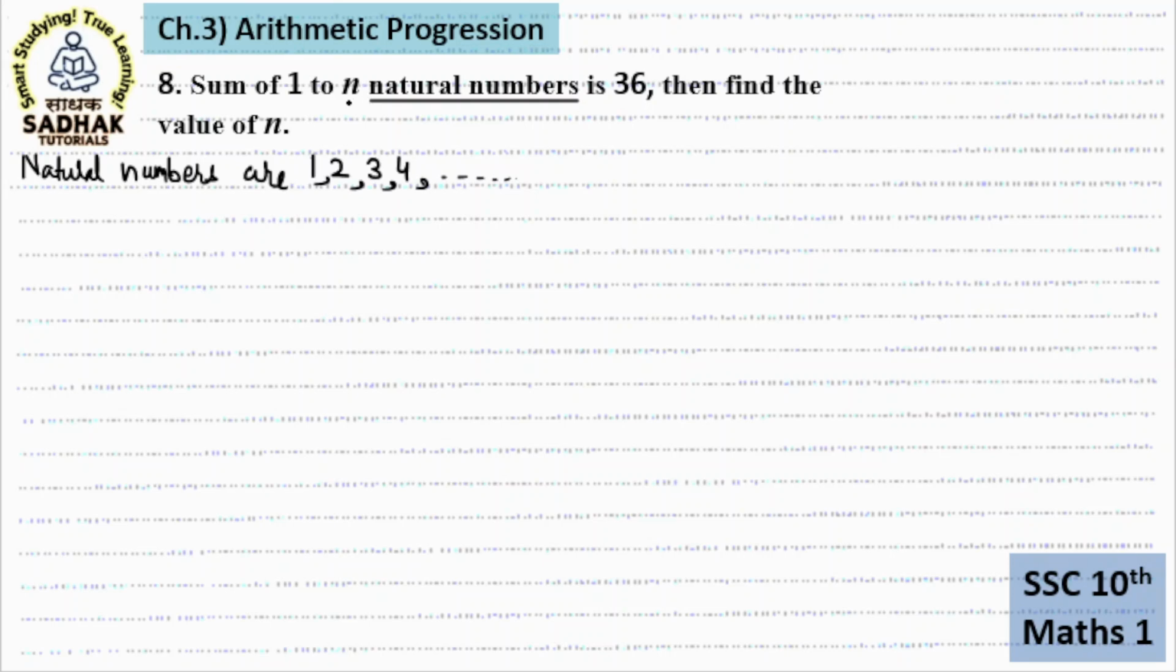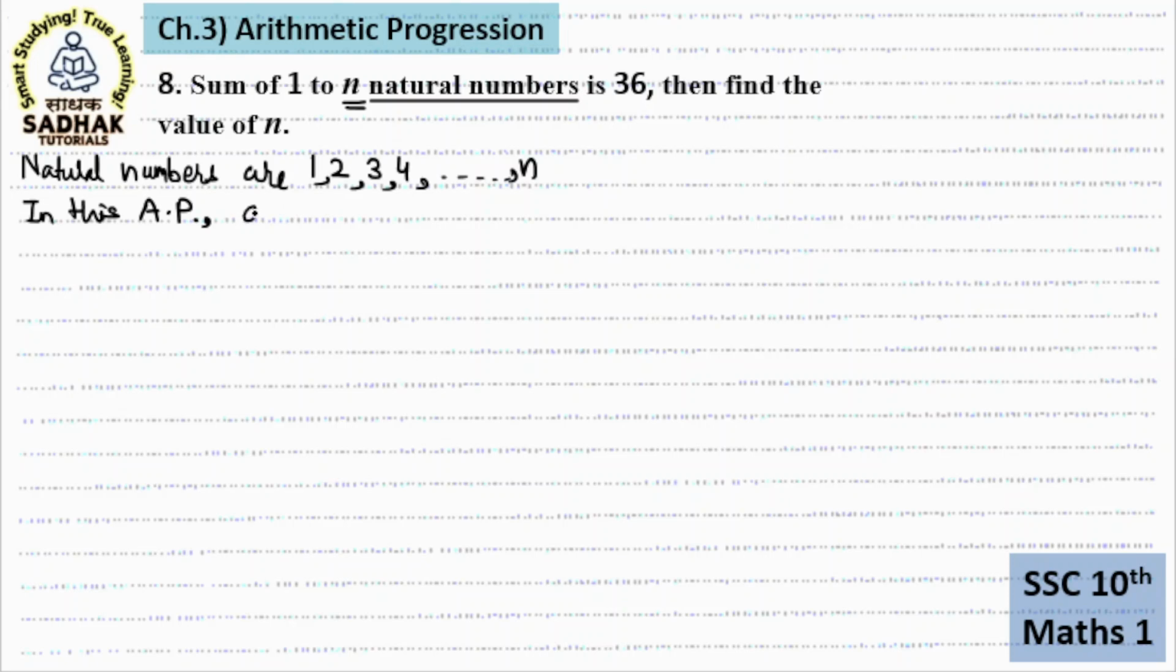But here they are saying up to n. So my last number will be n. Okay, so this is the AP, right? In this AP, it is an arithmetic progression, right?